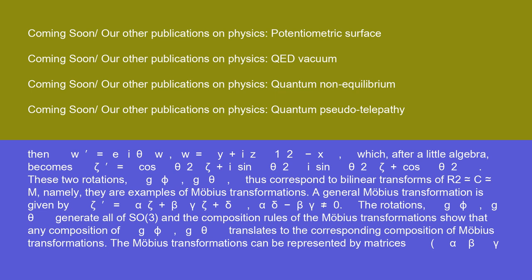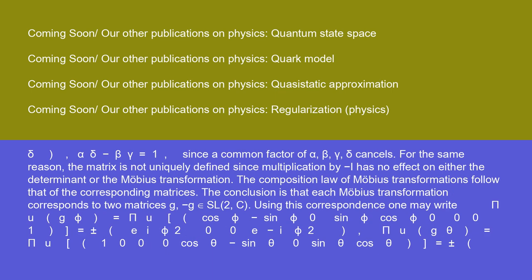The Mobius transformations can be represented by matrices (alpha, beta; gamma, delta), since a common factor of alpha, beta, gamma, delta cancels. For the same reason, the matrix is not uniquely defined, since multiplication by minus 1 has no effect on either the determinant or the Mobius transformation. The composition law of Mobius transformations follows that of the corresponding matrices. The conclusion is that each Mobius transformation corresponds to two matrices, plus or minus G, an element of SL(2,C).